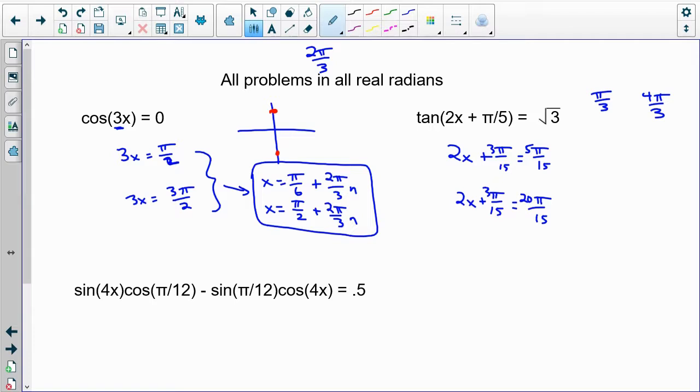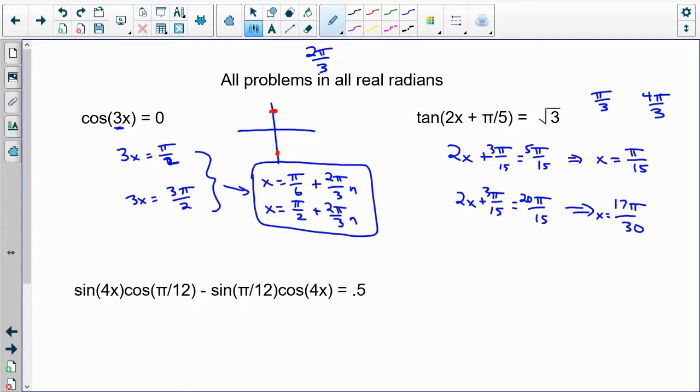So now that I have the common denominators, I end up with, when I subtract 3 pi over 15, I get 2 pi over 15. And then I divide by 2, I get x equals pi over 15. When I do the same thing over here, I have 17 pi over 15 divided by 2 becomes 17 pi over 30.